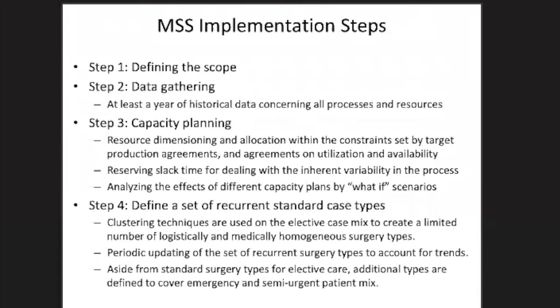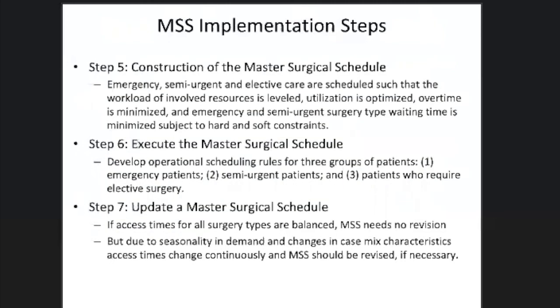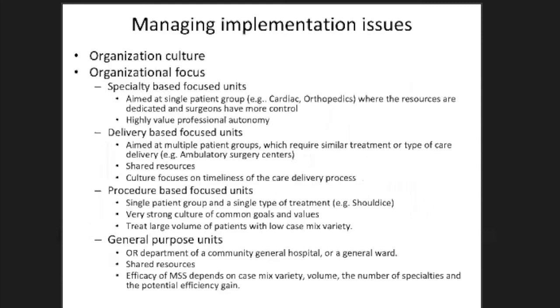Then you plan for the capacity, with several things that are described in the case in this particular article. Then you determine which are the recurrent standard case types. As I said, clustering techniques are ways in which you try to identify homogeneous surgery types. Then you construct the master surgical schedule and execute it. Because changes can occur in case mix characteristics, you may need continuous adaptation, so the MSS is typically revised as and when necessary. I'm not going into the details of the implementation steps; once you read the article, you will be able to easily discern them. It's self-explanatory in the article.